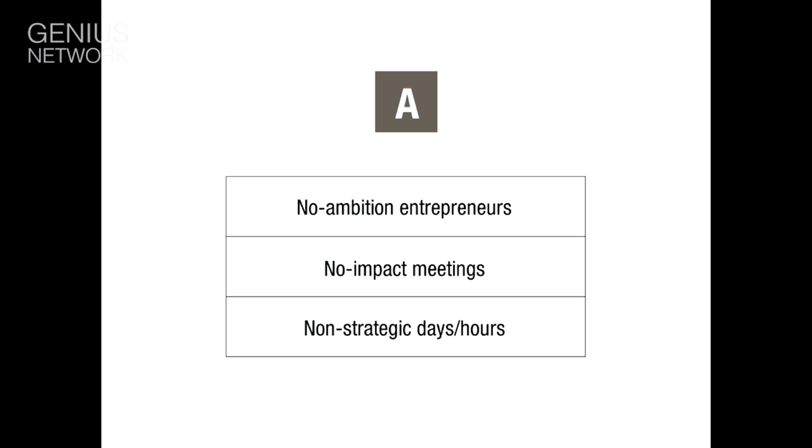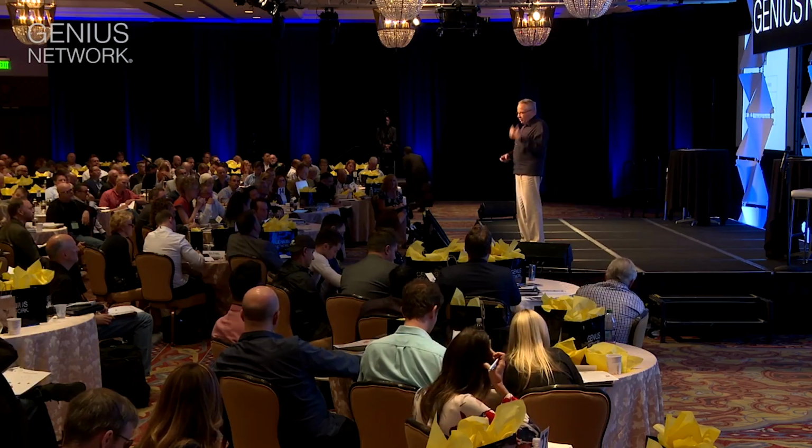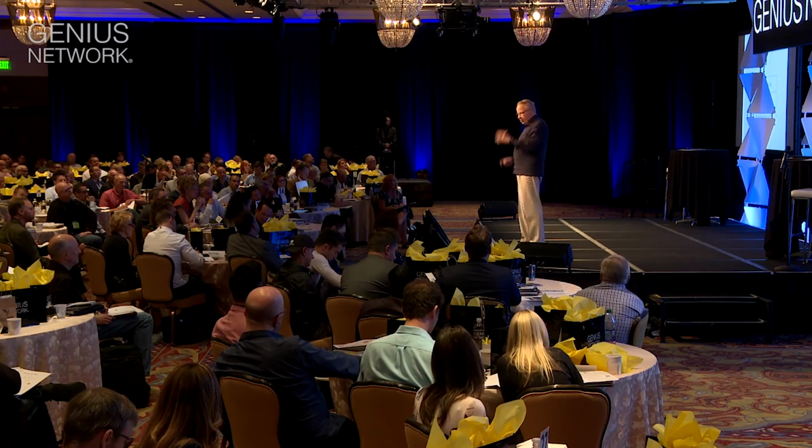And then the next one is non-strategic days and hours. So I have a time system where I only do 3 important things a day, okay? Sometimes I get my 3 important things done by 11 o'clock in the morning, and that's my day. The rest of the day is not for work, okay? The reason I figure 3 things a day is that in a 5-day work week, I get 15 important things done. How many of you, if you got 15 important things done in a week, would call that a good week? And I work 210 days a year.